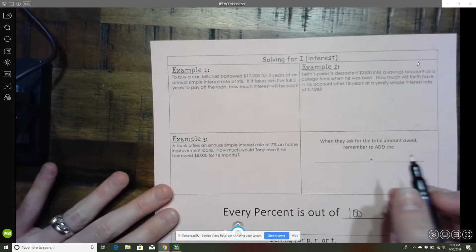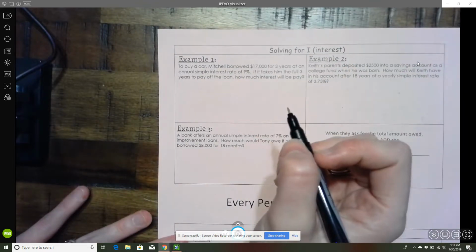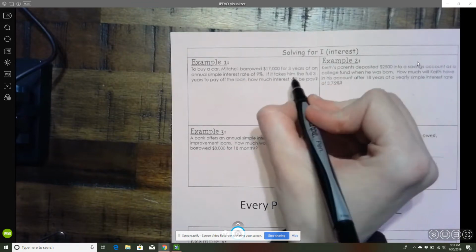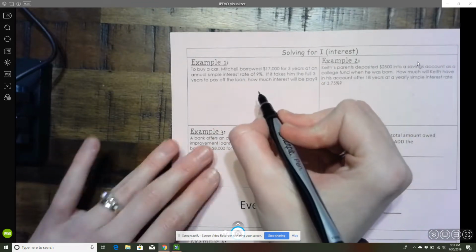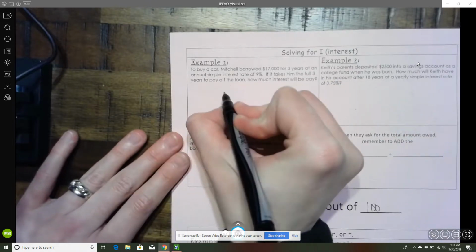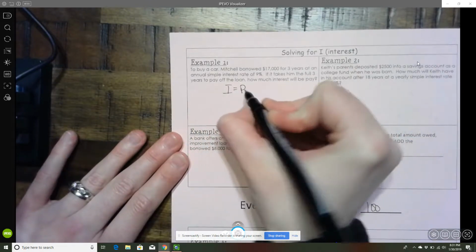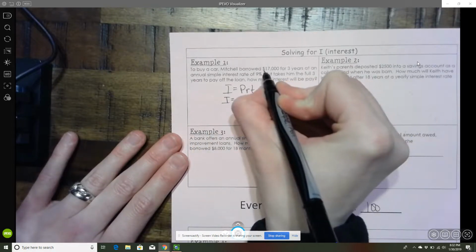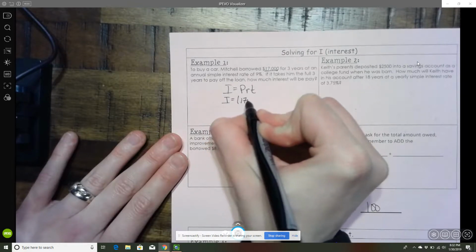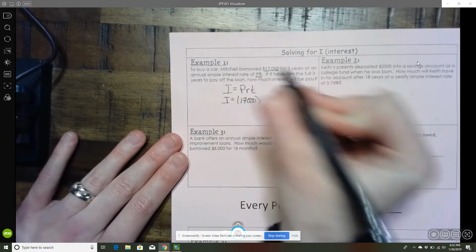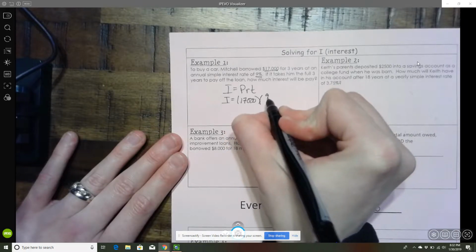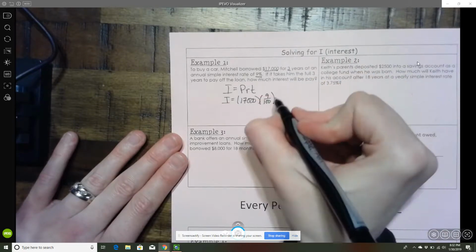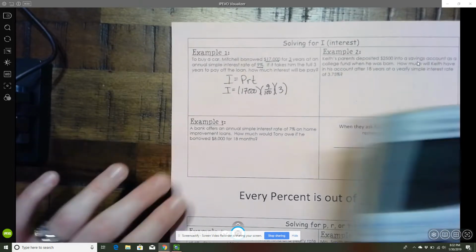So number one says, to buy a car, Mitchell borrowed $17,000 for 3 years at an annual simple interest rate of 9%. If it takes him the full 3 years to pay off the loan, how much interest will he pay? So I equals PRT, and I just fill in the blanks here. So my principal is the amount that I start with. My rate is always the percentage, and we can't put percentages in the calculator unless we make them a fraction or a decimal. And then my time is 3 years.